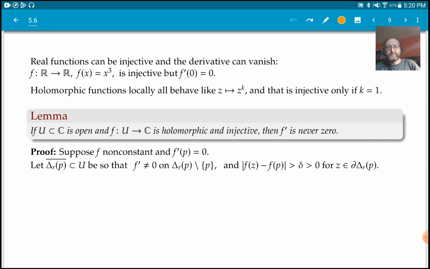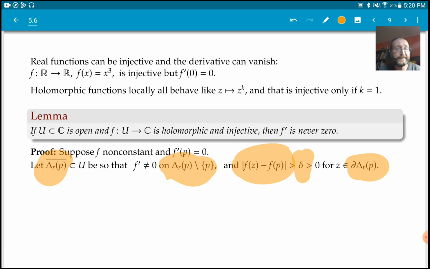That means that the derivative has isolated zeros. So let the closed disk of radius R, including the boundary, fit in U. And let's suppose that f prime only has a 0 at P on this disk, so there are no other zeros of f prime on this disk. Now, there is some delta such that on the boundary of this disk, |f(z) - f(p)| is at least delta.